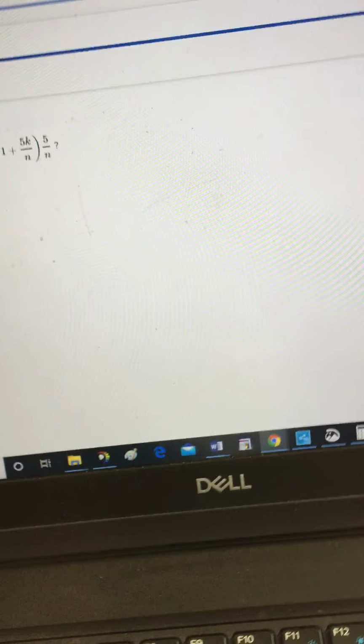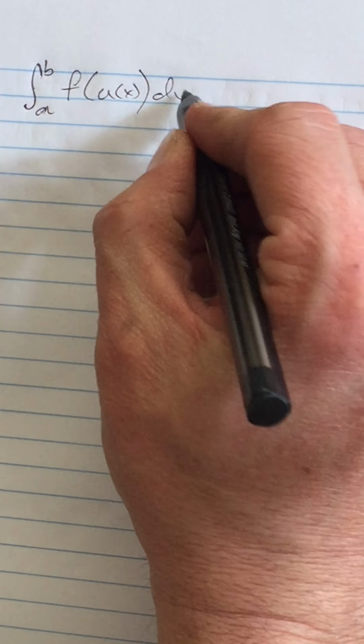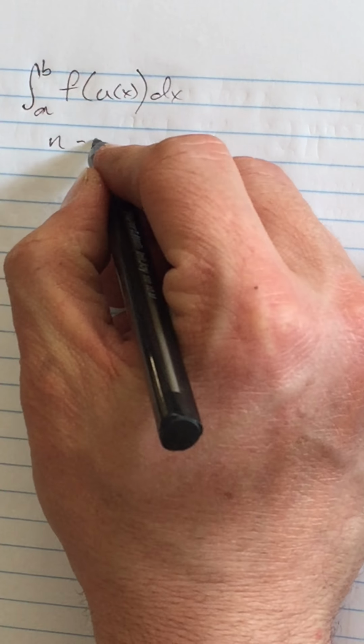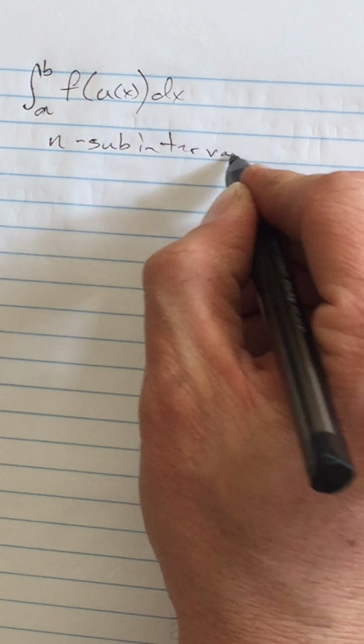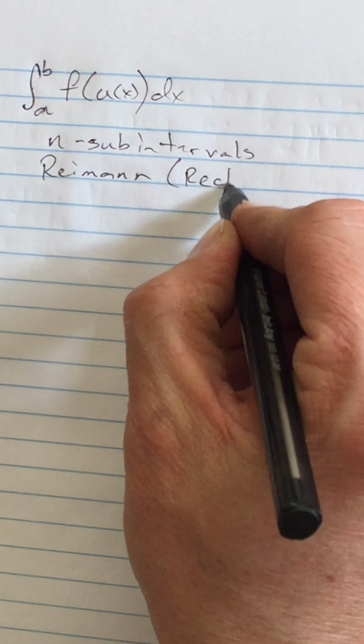All right, so anyway, here's the basic idea. If you have a definite integral going from a to b of a function of another function of x dx, then depending on however many subintervals, so we'll say n subintervals, that is the Riemann sum. If you remember, Riemann just means rectangle.